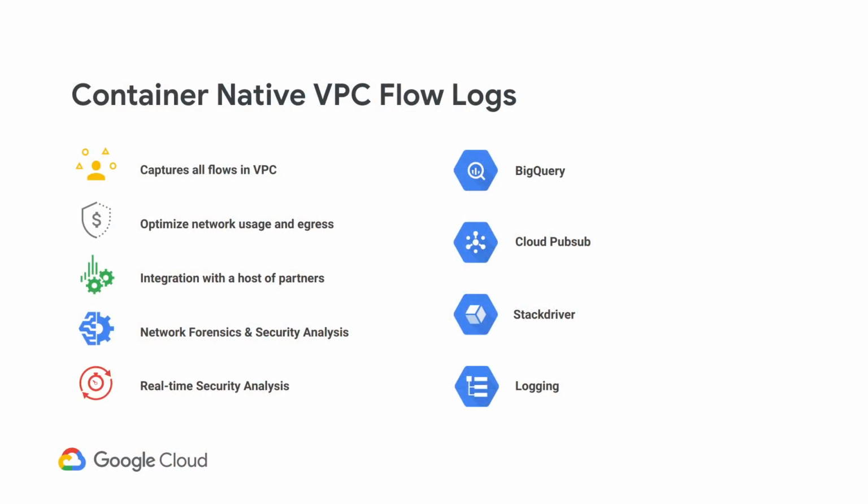Some of the other applications are around network forensics, so you can do traffic pattern analysis to catch bad actors. Also, since I already mentioned that VPC flow logs are aggregated in near real time, you can actually do real-time security analysis. Some of the other things that you have in your control are you can actually export that raw data using Cloud Pub/Sub to things like Stackdriver logging or BigQuery or any other monitoring tool of your choosing.